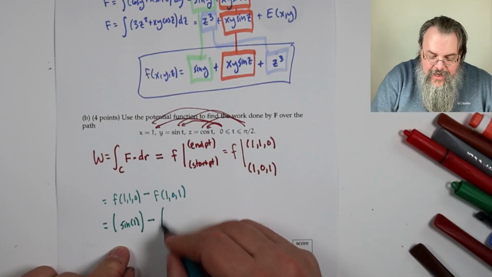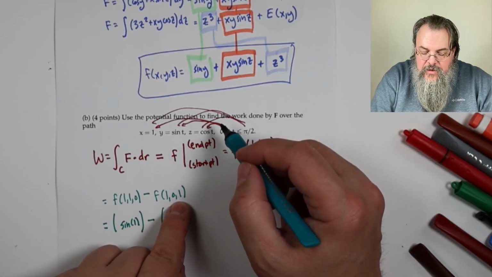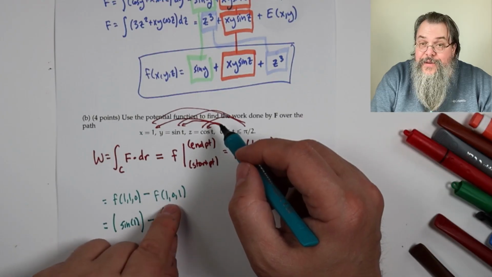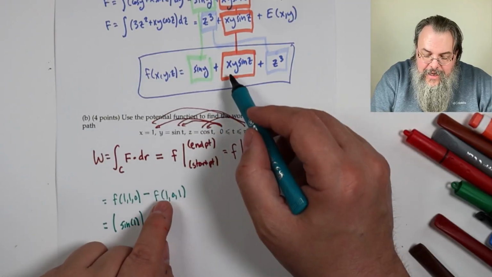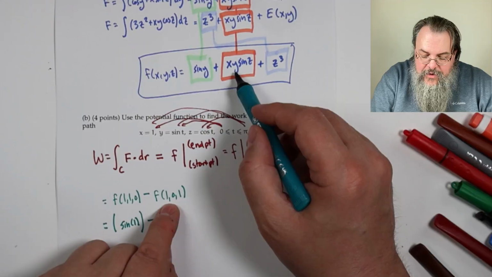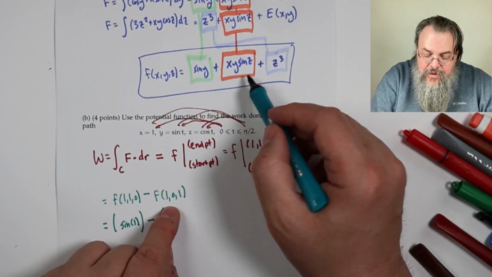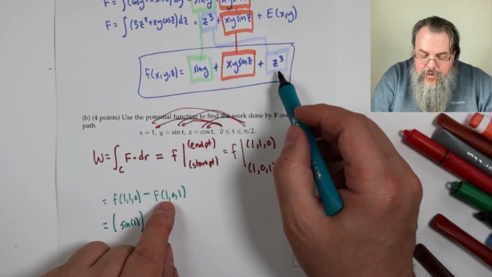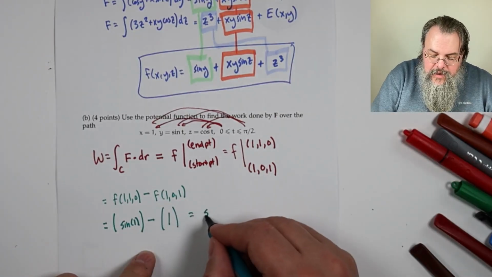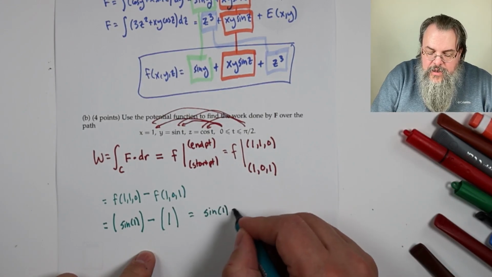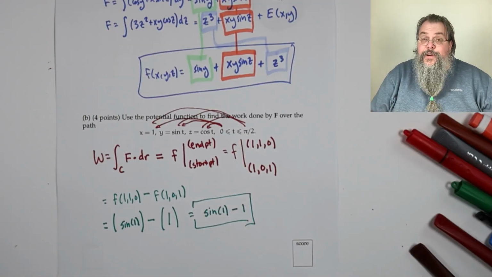Subtract. Okay, now we're going to plug in (1, 0, 1). So x and z are 1, y is 0. Sine of 0, 0. Okay, x is 1, y is 0, sine of z, sine of 1. But 1 times 0 times sine of 1 is 0. z cubed is 1 cubed. So we get 1. So we end up with an answer sine of 1 minus 1. And that is our work.